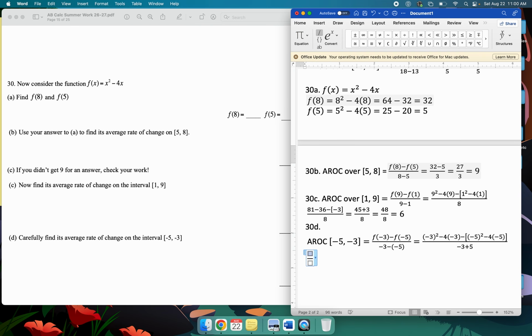So simplifying negative 3 squared, that's 9. And then we have minus 4 times negative 3, that's like plus 12, right? Minus, and then what is that expression in brackets? It's 25 minus 4 times minus 5, which is positive 20. Negative 3 plus 5 is 2. So 9 plus 12 is 21. Minus, and then 25 plus 20 is 45, all over 2.